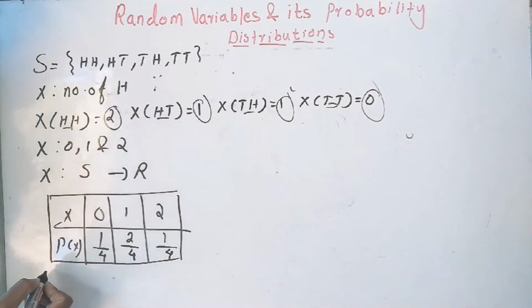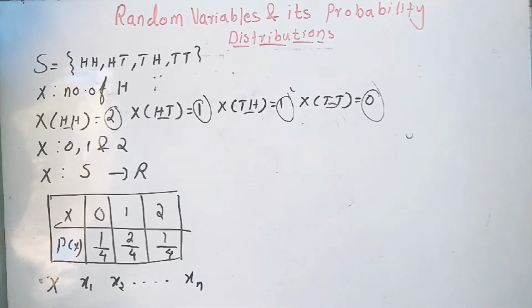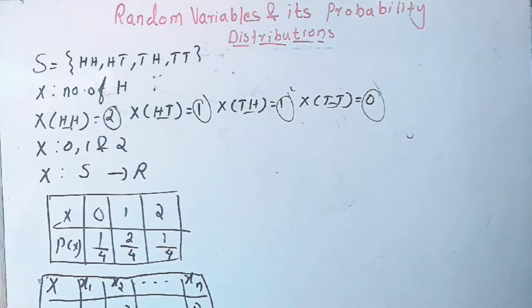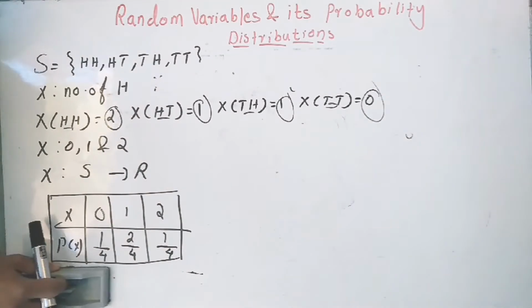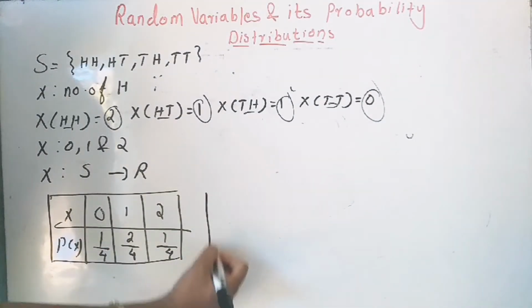In general, if you have X equal to x1, x2, etc., xn, and the probabilities P of X as p1, p2, etc., pn, then this is our probability distribution corresponding to our random variable X. Okay. Now, next term is mean of a random variable.